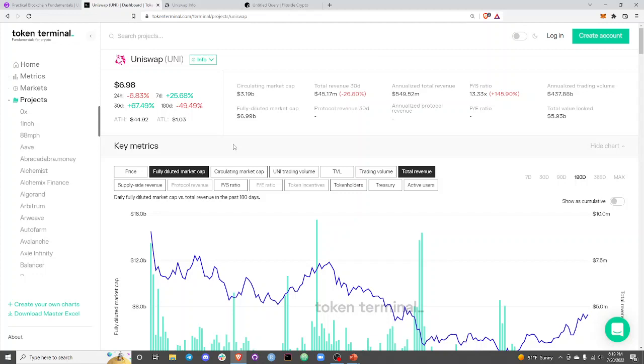So the current price of Uniswap is $6.98. You can see that here, down in the last 6 months, but in the last 7 days it's up a lot. Very volatile asset. The circulating market cap in dollar terms is about $3 billion. Fully diluted is about $7 billion.